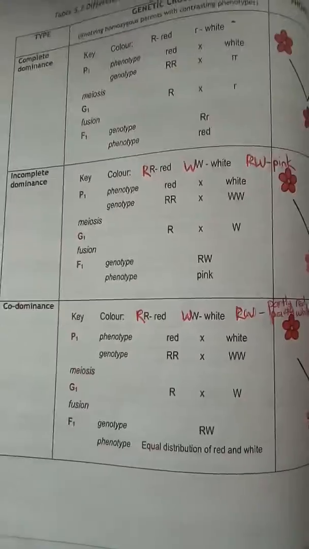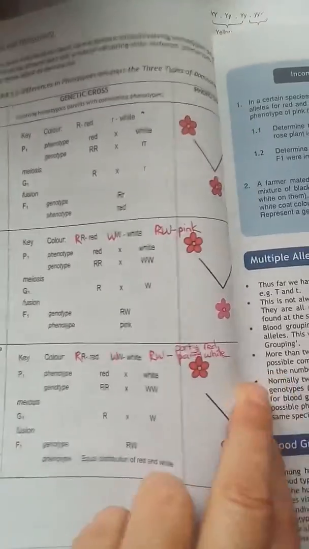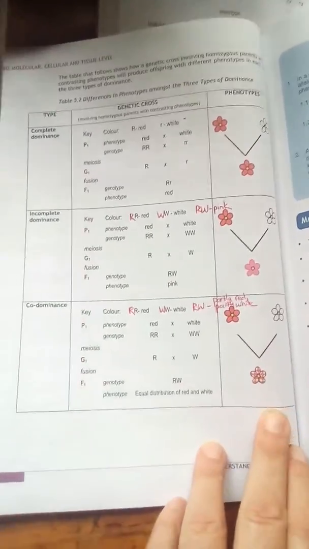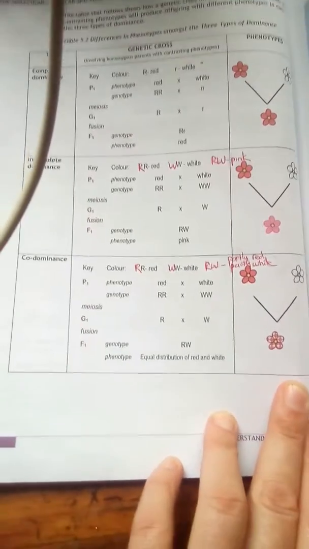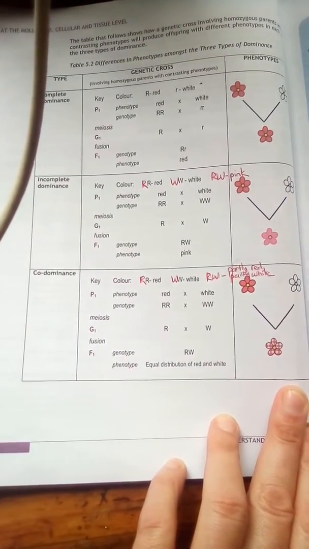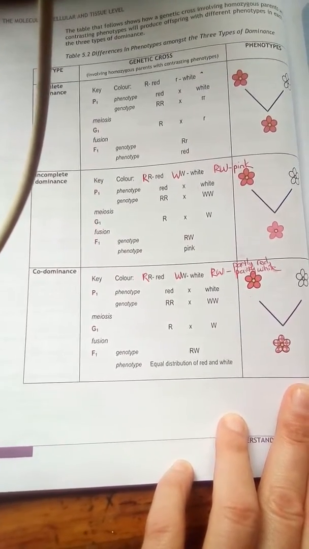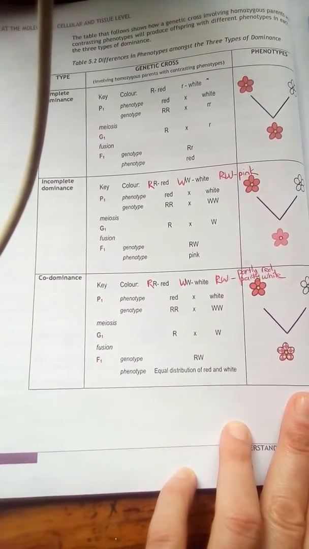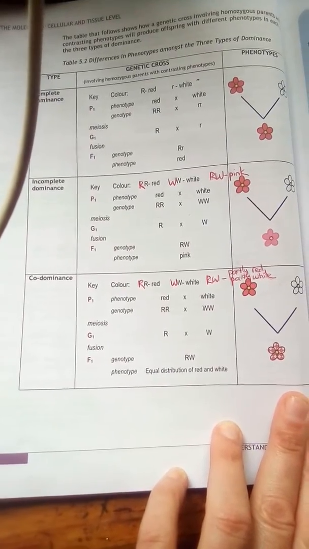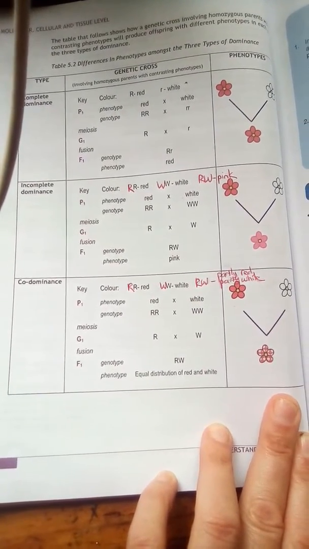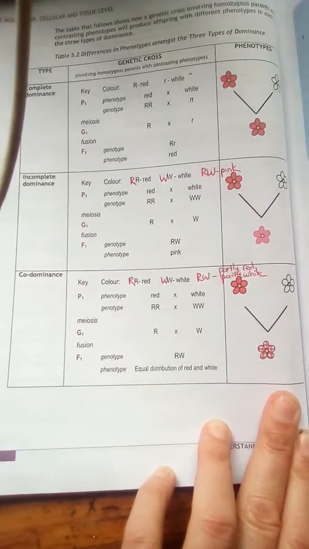Okay, now it's quite easy to represent these with a genetic cross. They are almost identical. If you look at this page, please, you see I've made some additions in red pen to your textbook. All right, please make sure you set it out in the way I've done it here. Okay, incomplete dominance was where you're combining red flowers with white flowers, and the resultant offspring will have pink flowers.